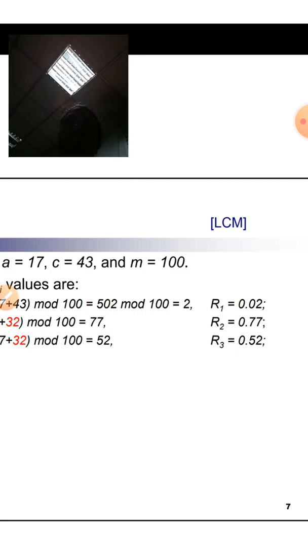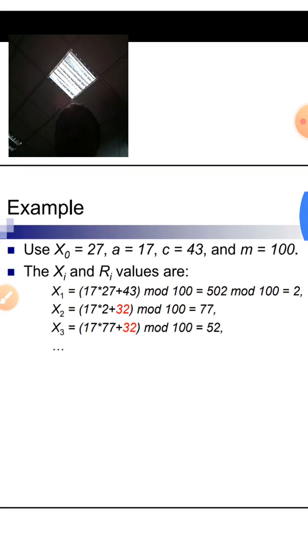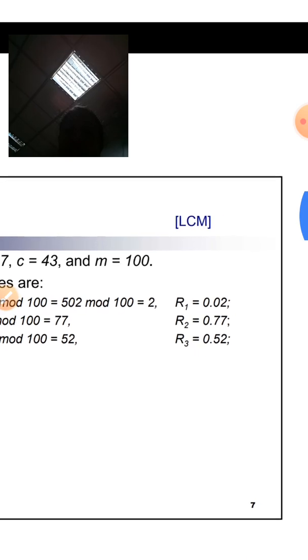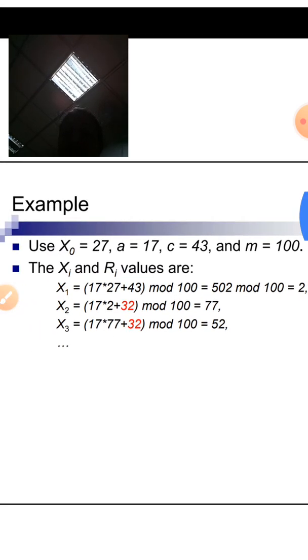I get it as 0.02, because when xi is generated, the random number Ri is xi by m, that is 2 by 100. Now when I want to generate x2, x2 means x(i+1), that is x1 plus 1. So a xi will now be a x1. When I take it, 17 into x1, which is 2, 17 into 2.